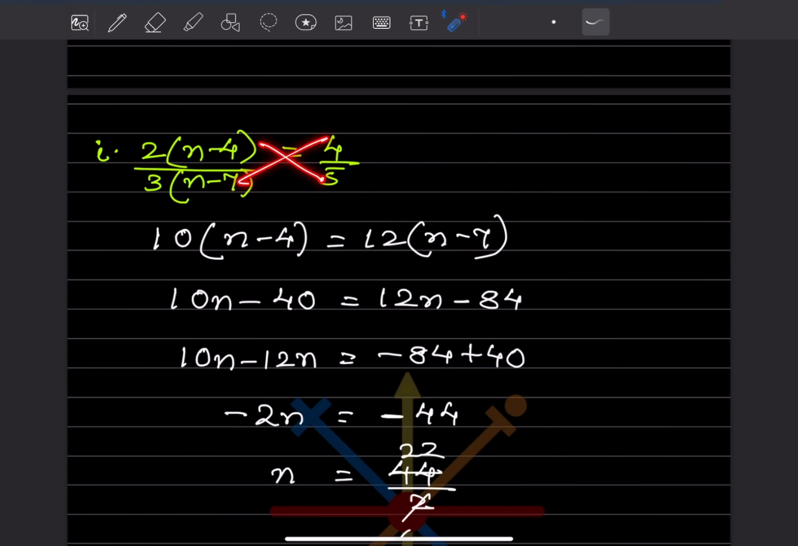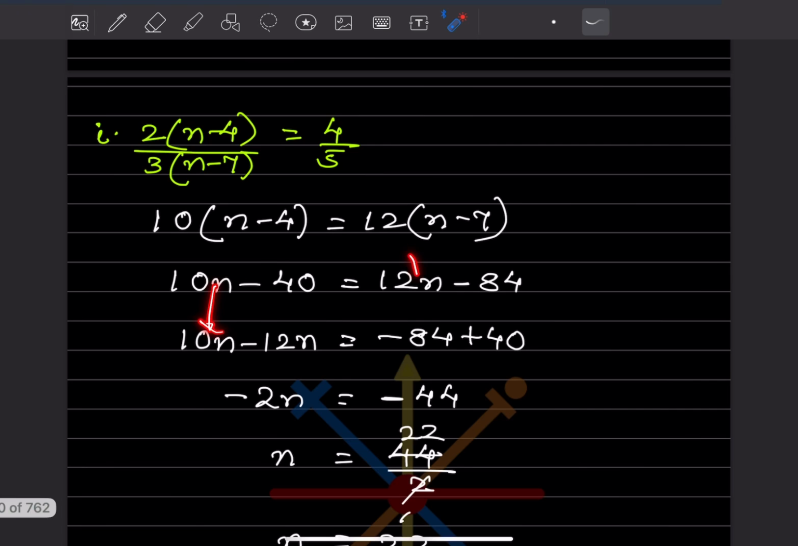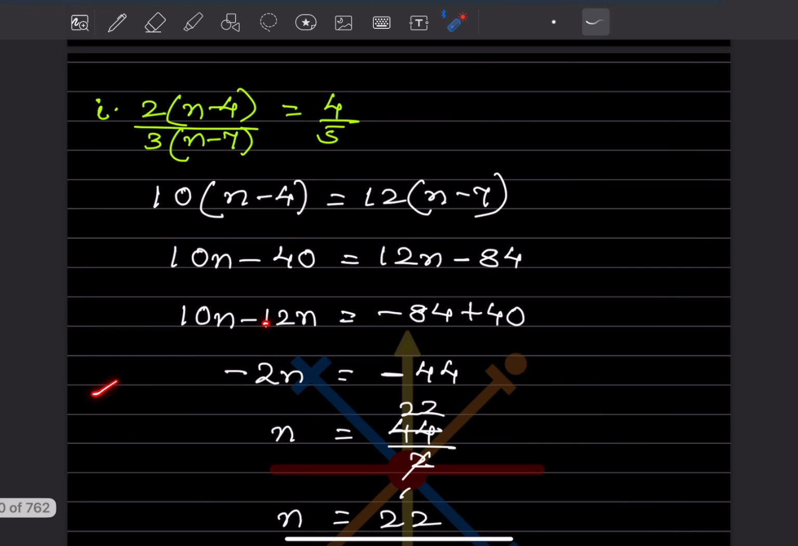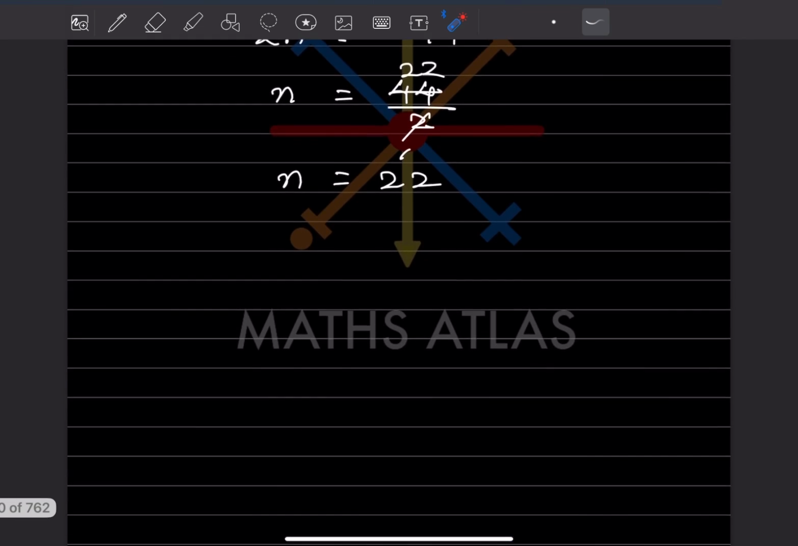So cross multiply this one. Then we are going to remove the brackets. 10x minus 40. This is going to be 12n minus 84. So this is the same. This will go on the other side minus 12n, and this is going to be minus 84, and this is going to be minus 40. That is going to be plus 40. So minus 12 plus 10, that is going to be minus 2n, and which is going to be minus 44. So n is going to be 44 divided by 2, which is going to be 22.